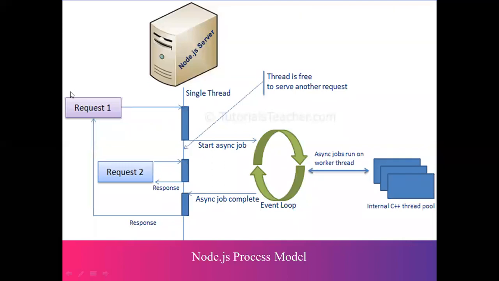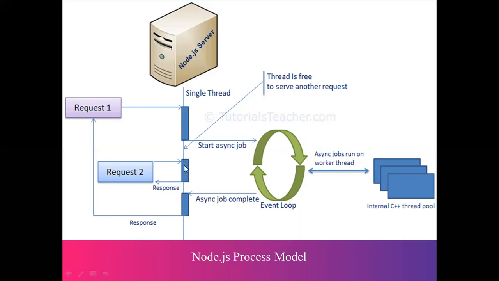Here you can see a request comes to the server, and a single thread is assigned to it. If it requires any IO operation, that means an event is triggered. So it goes to the event loop, and the event loop sends it to the internal C++ thread pool to perform that asynchronous job. After sending that request to the internal thread, you can see the thread is free to proceed with another request. So another request comes and completes its operation.